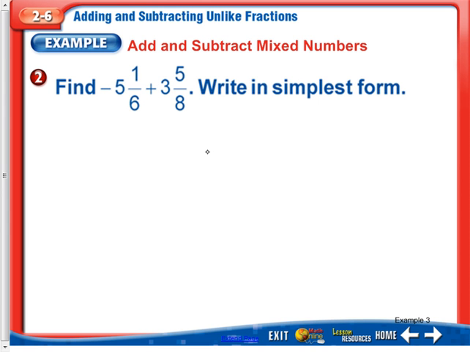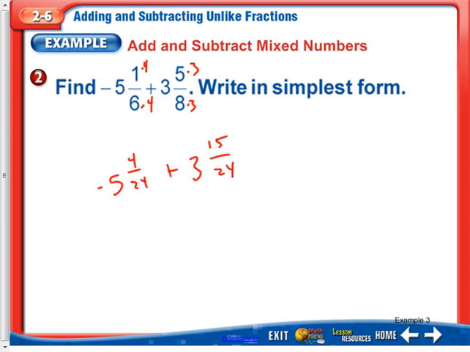All right. With this one, again, we have the 6 and the 8, so if you want to go through your multiples here, I see the 24 would work pretty well. So I multiply this by 4, multiply this by 3, and then I'll go ahead and rewrite it. So negative 5 and 4/24 plus 3 and 15/24.